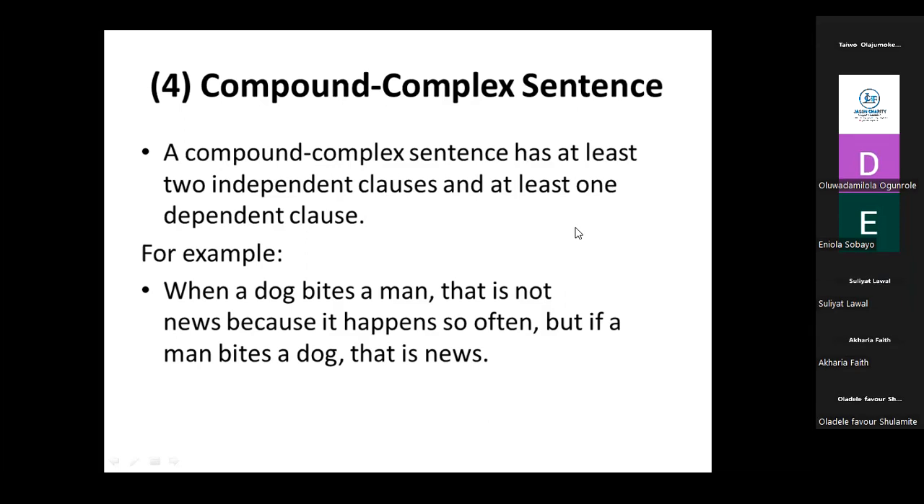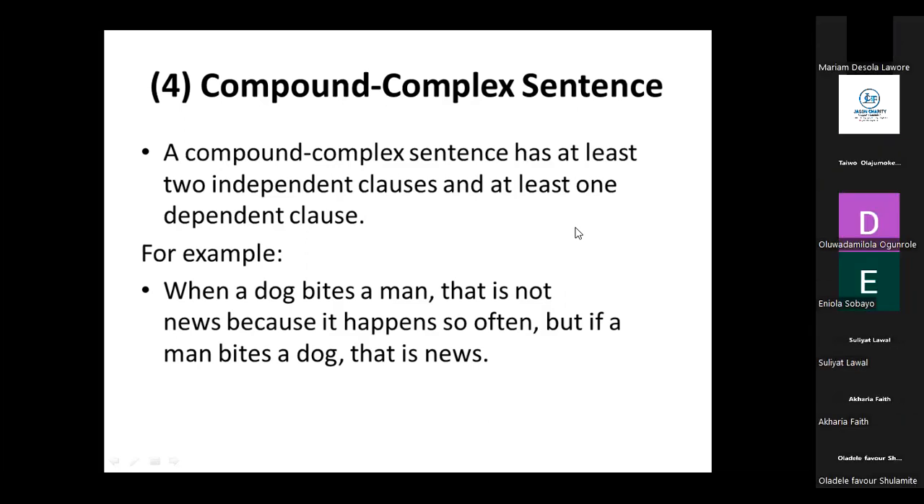But for the compound sentence, you need two main clauses to form it. So if you have that, it means you are going to bring in two main clauses and at least one subordinate clause. Now, if you look at our example, when a dog bites a man, that is not news because it happens so often. But if a man bites a dog, that is news.